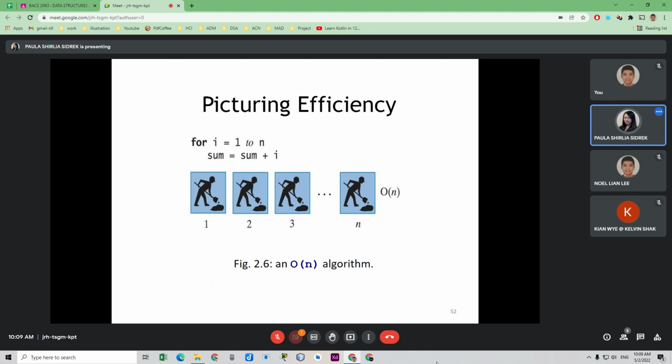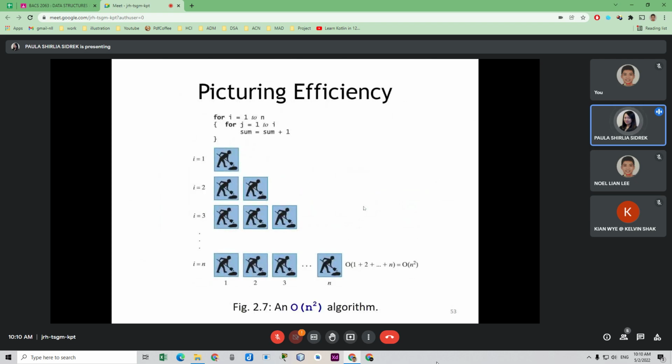Now this one is the O(n) algorithm representation in a diagram. So for i equals 1 to n, sum equals sum plus i. Whenever you define i, sum equals sum plus i. If i is 1, if i is 2, therefore you say 1 to 2, right? So here an operation is 1, 2, 3, 4 until n. So basically it keeps increasing until you reach n, O(n), right? So this is picturing O(n).